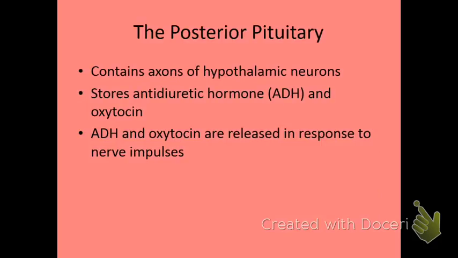Okay, posterior pituitary. Not quite so in depth as far as the number of hormones that are produced. They contain axons of the hypothalamic neurons, and they store antidiuretic hormone and oxytocin. Antidiuretic hormone is just that. It's an antidiuretic. It keeps the body from releasing too much liquid at any one time. It keeps you from becoming dehydrated. This is one hormone that is affected by alcohol. It will inhibit the antidiuretic hormone production, and it will cause increased diuresis, and you will become dehydrated.